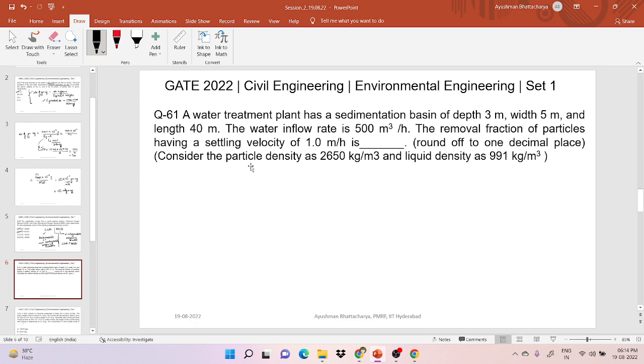In this question, they say a wastewater treatment plant has a sedimentation basin of depth 3 meter, width 5 meter, and length 40 meter. The water inflow rate is 500 meter cube per hour. The removal fraction of particles having settling velocity of 1 meter per hour is asked. So we first have to understand the concept of a sedimentation tank.